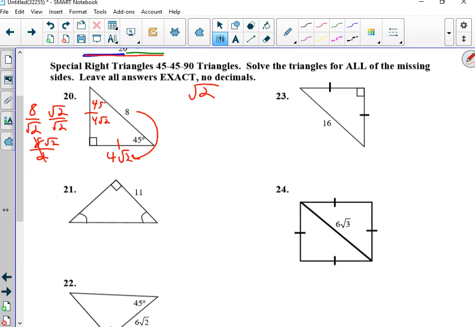And yes, label both of them, please. At least label one and put these marks. I will accept that too.